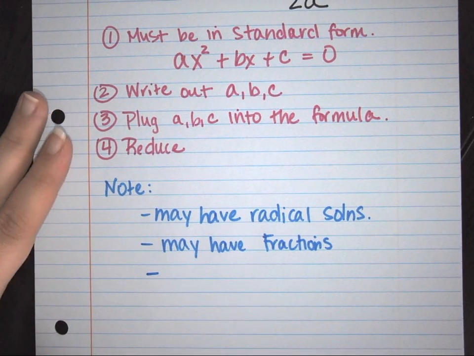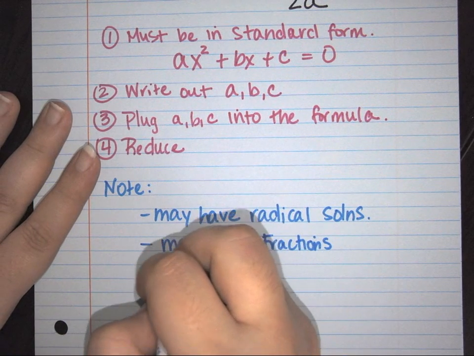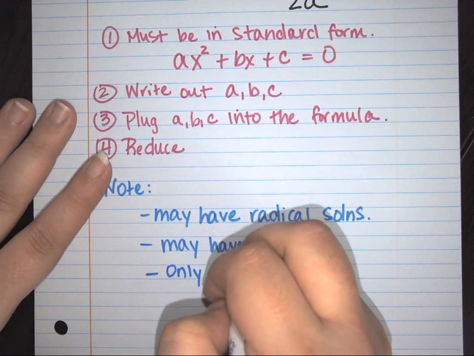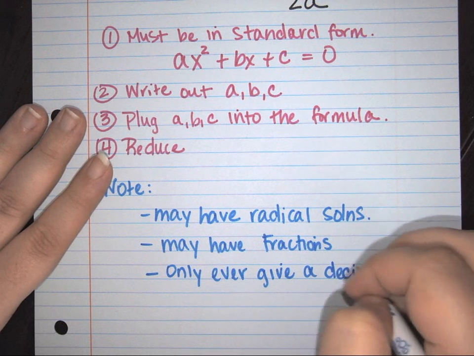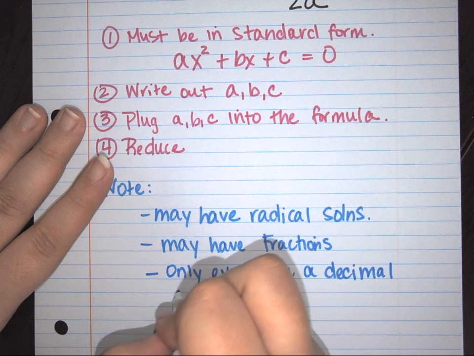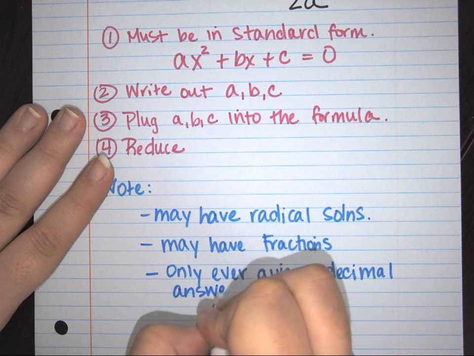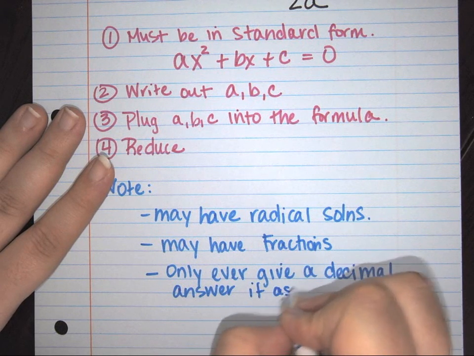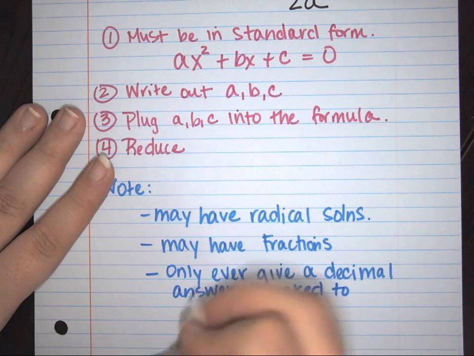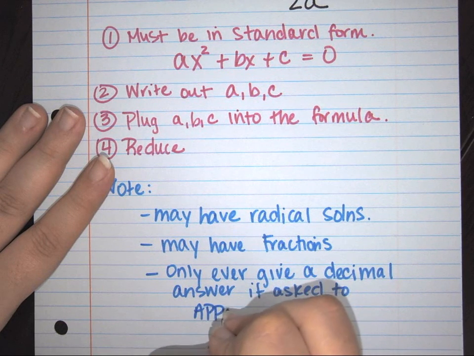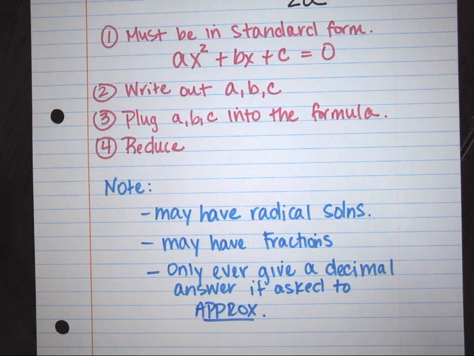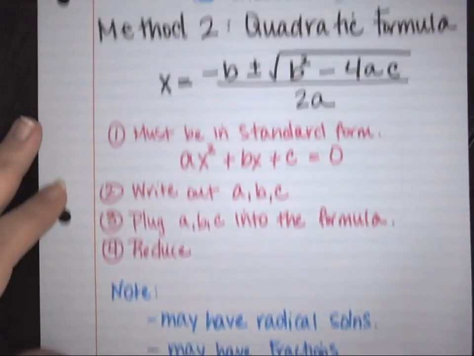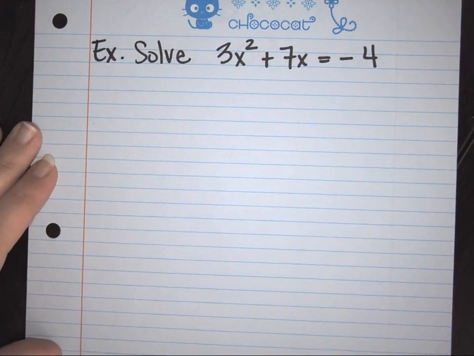The last thing that you need to keep in mind is I would only ever give a decimal answer if asked to approximate. Otherwise, you need to give an exact answer, which would mean to leave it in radical form. Okay? So let's take a look at an example.